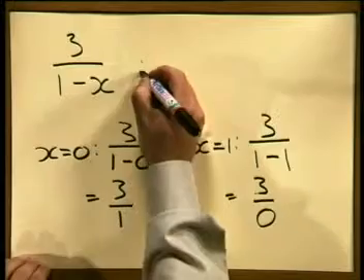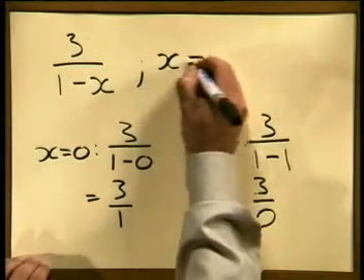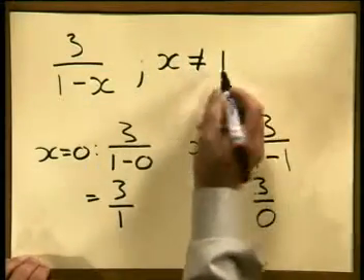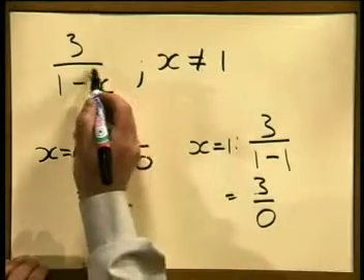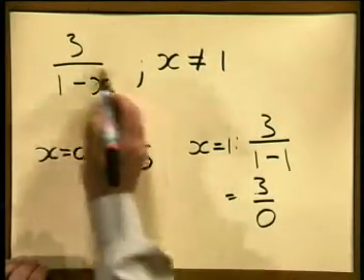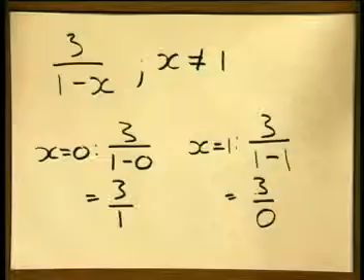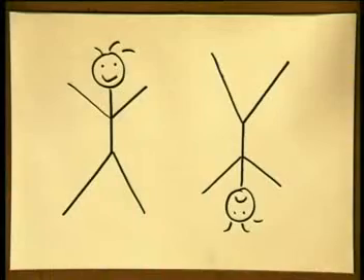We write that as follows. X may not be equal to 1, because when x is 1, then the entire expression in the denominator becomes 0. You may want to remember this by looking at these simple pictures.